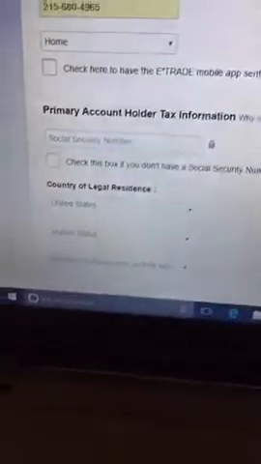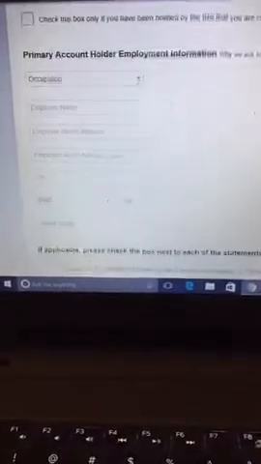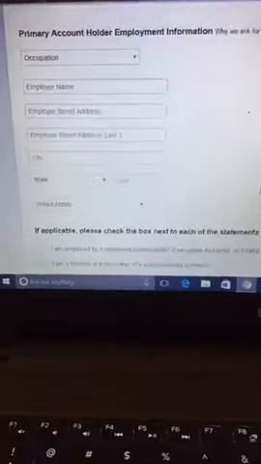Okay. So then it's just asking phone number and tax holder information, social security number, country of residence, number of dependents, employer name. So it's really not that much.